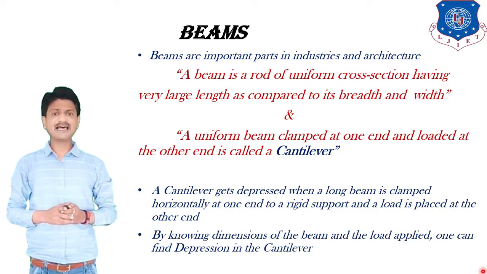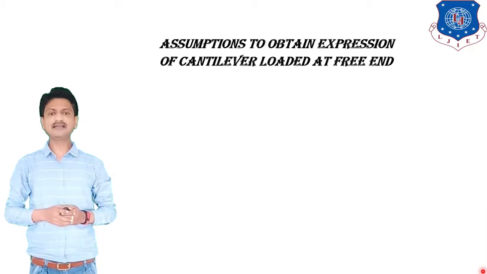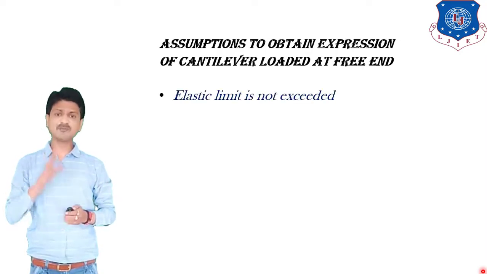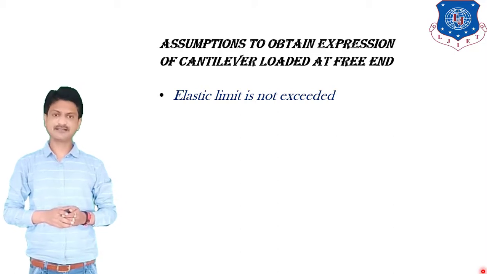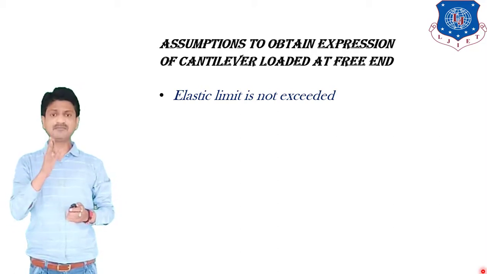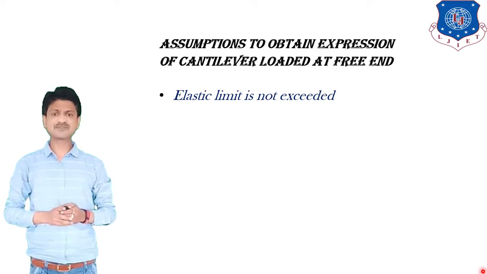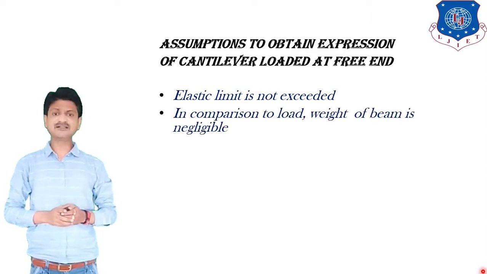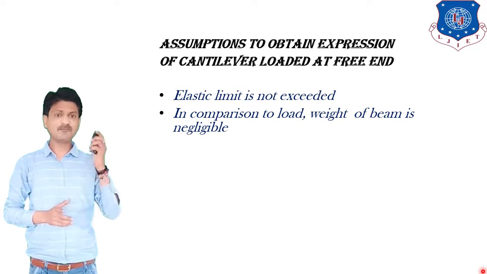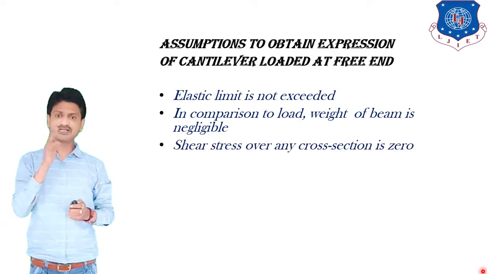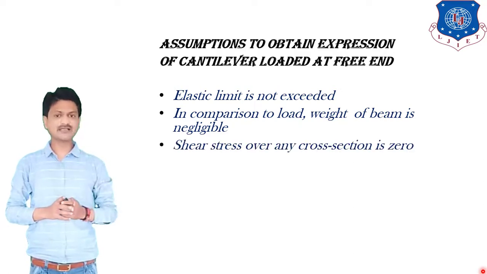Now, there are some assumptions to obtain the expression for a cantilever loaded at the free end. First, the elastic limit of the beam is not exceeded, so the beam remains within its elastic limit. Second, in comparison to the load, the weight of the beam is negligible. Next, the shear stress over any cross section is zero.